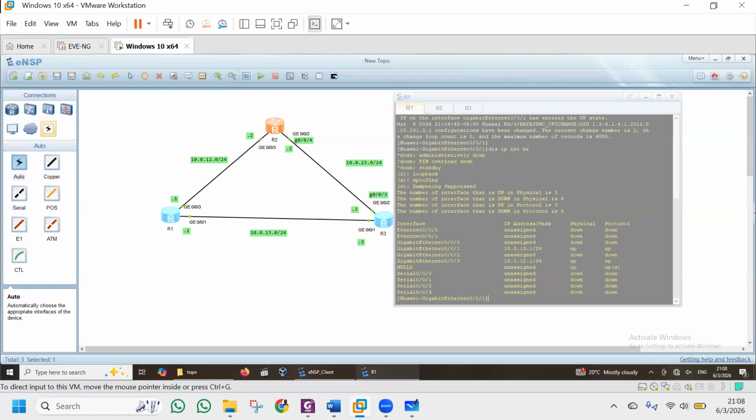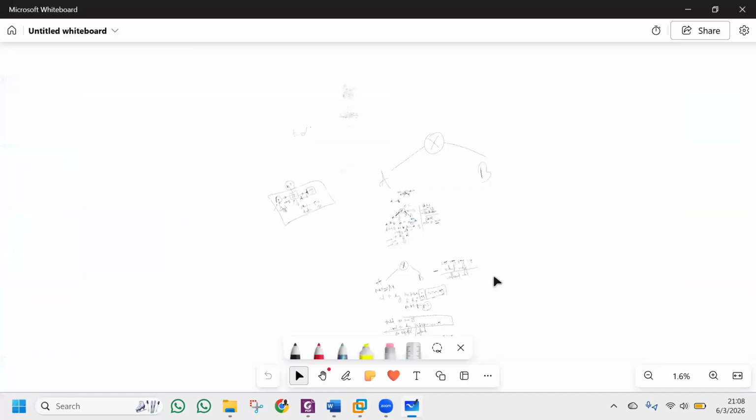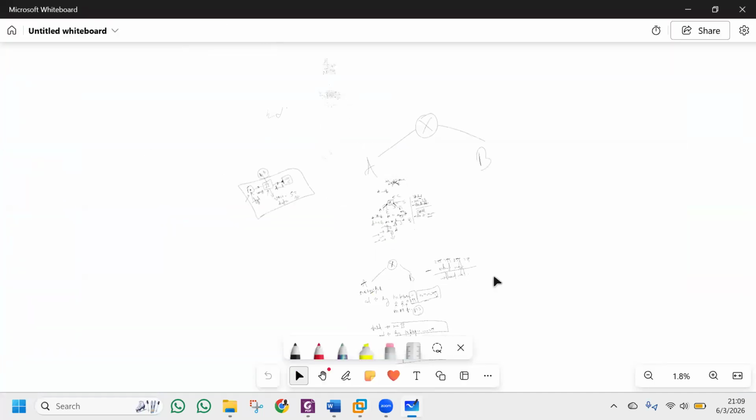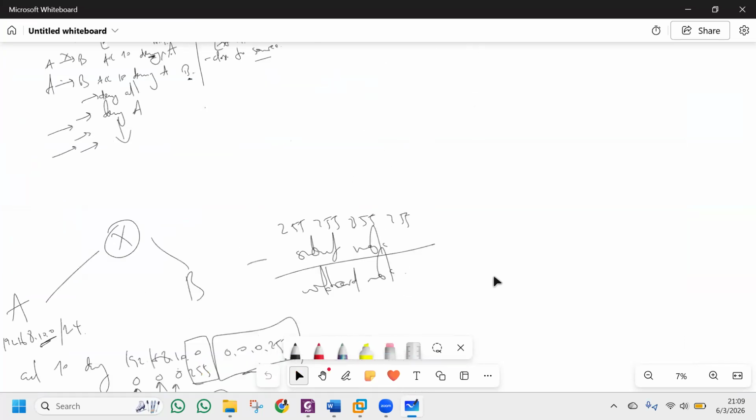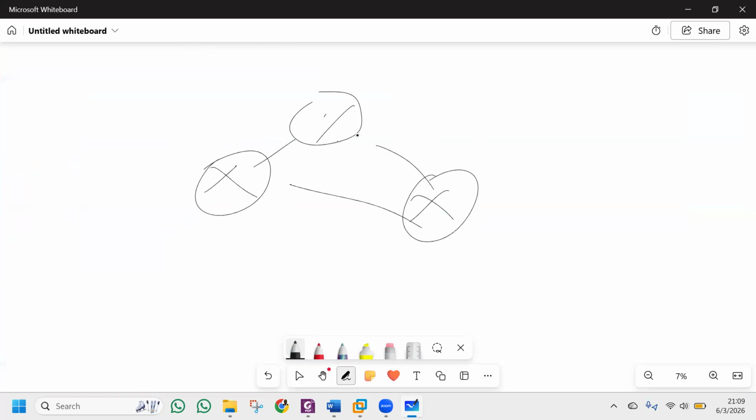So ideally, on a network like this, what we see is something like this. A little bit of understanding. So here we have network 12.0, here network 23.0, and here network 13.0, I think.